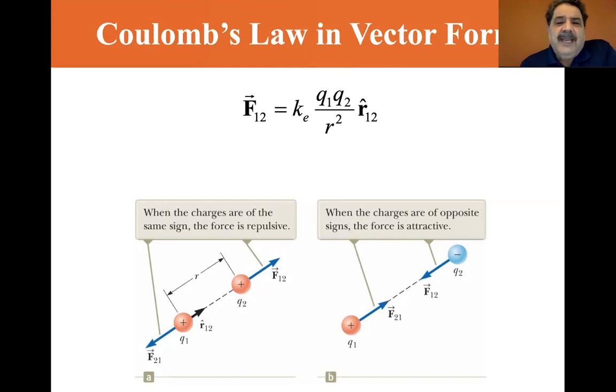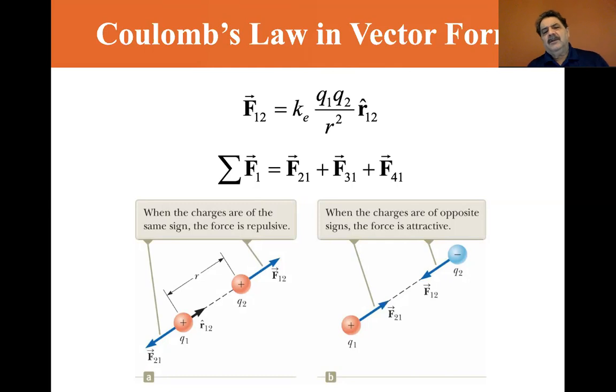Force 1,2 is equal to Ke Q1 Q2 divided by r squared along the vector r12, which is a unit vector. If you have multiple charges, then you can calculate the individual forces and just sum them together. It's a superposition of all the forces that are available.